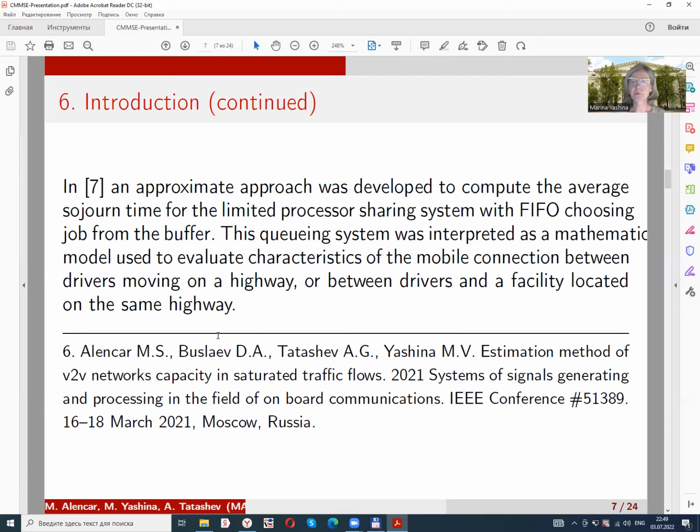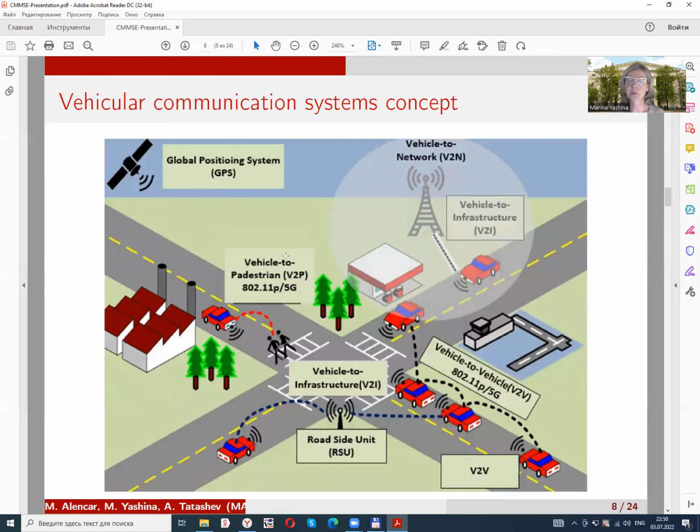This system was used as a mathematical model to evaluate characteristics of mobile connections between drivers moving on a highway, or between a driver and a facility located on the same highway. You can see this picture that shows a concept of a vehicle communication system.